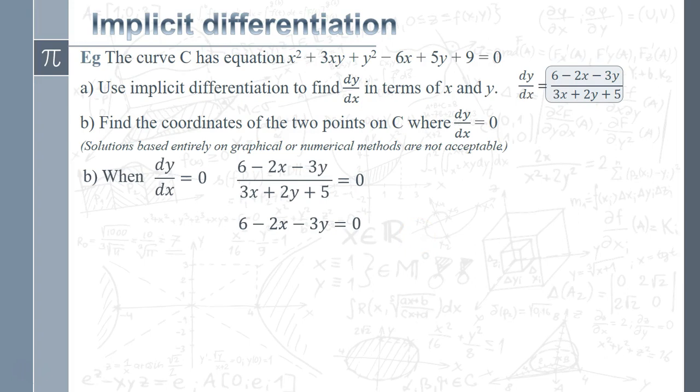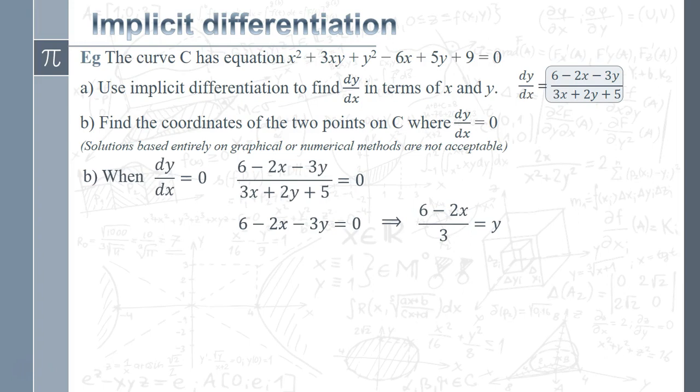Now, previously we were looking for a point where, if dy/dx equals 0, we were hoping to get that happens when x equals, for example. But we're not going to get that from here. The best we can do for now is rearrange this to make it say y equals. So what we've got is a gradient of 0 when there's a link between the x and y coordinates, when the y coordinate is (6 minus 2x) over 3.